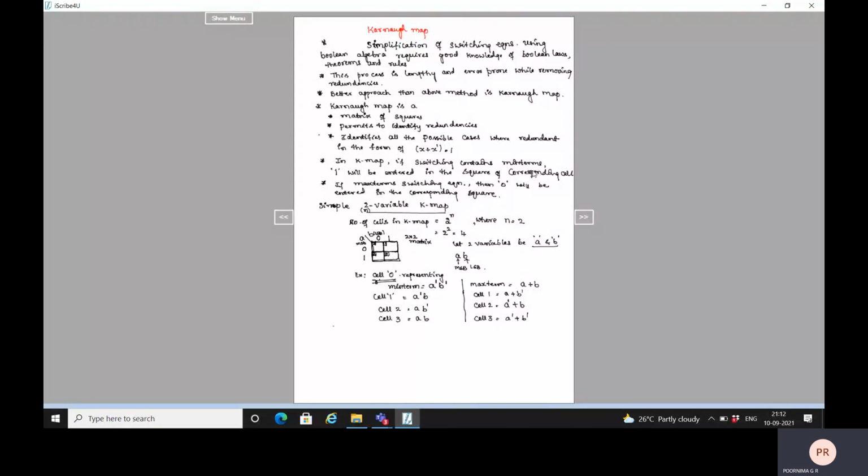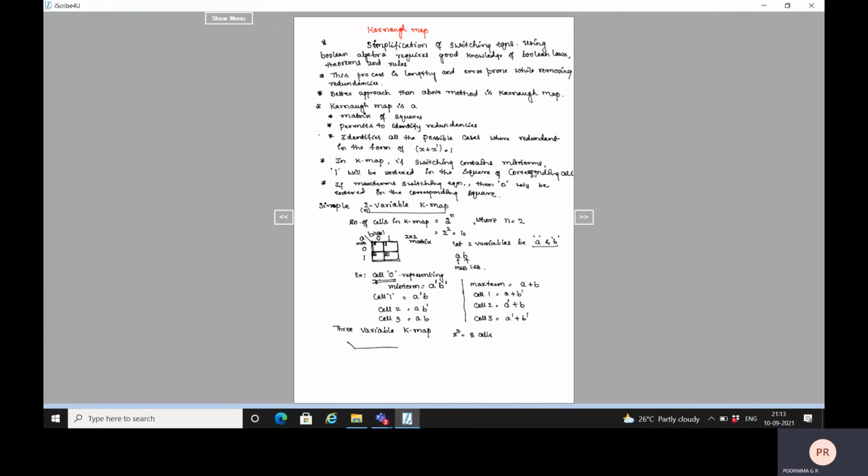Now let us see how a three variable K-map will be constructed. To construct a three variable K-map, we will be finding the number of squares to be used in the K-map. It is 2 to the power of 3, 8 cells. 8 cells we need to arrange in a matrix form, either using 3 columns and 2 rows, or 2 columns with 3 rows. Either way you can represent. But let me take the three variable K-map representation using two variables for the columns and one variable for the row.